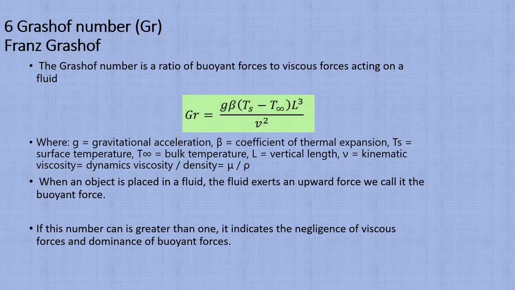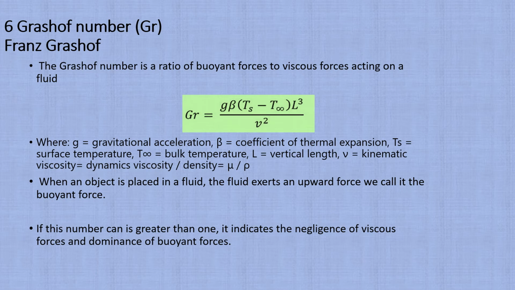In brackets we have Ts minus T infinity, all multiplied by L cubed, divided by V squared. Here G is the gravitational acceleration, beta is the coefficient of thermal expansion, Ts is the surface temperature, T infinity is the bulk temperature, L is the vertical length, and V is the kinematic viscosity. The formula for kinematic viscosity is dynamic viscosity divided by density.